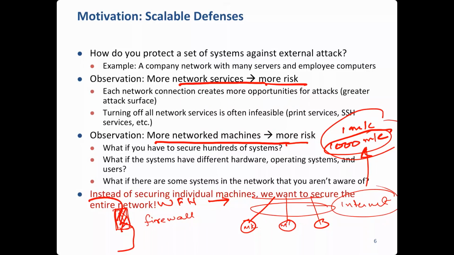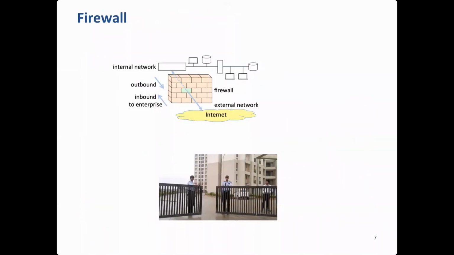So last point is, instead of securing individual machines, we want to secure the entire network. A network may have hundreds or thousands of computers, and then we provide a single mediation point. It's like this. This is your internal network. There can be multiple LANs and so on and so forth. And this is the external world, the internet.